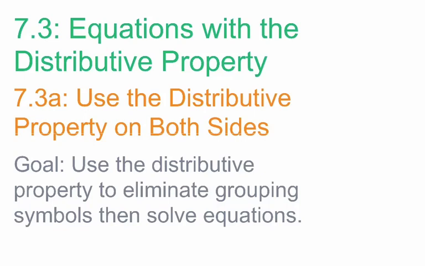In lesson 7.3, we're going to look at equations with the distributive property. In the first half of this lesson, 7.3a, we're going to use the distributive property on both sides of the equal sign. Our goal for this lesson is to use the distributive property to eliminate what are called grouping symbols, then solve equations.